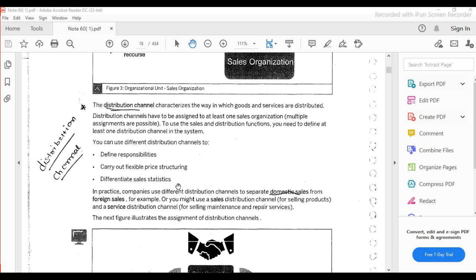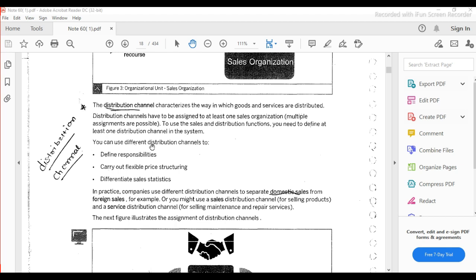It is the medium in which goods and services are distributed and sold to the final customer. A distribution channel is assigned to a particular sales organization. We need to define at least one distribution channel. Without a distribution channel, we cannot even run a sales transaction. So at least one distribution channel is needed in order to set up the sales transaction in the system. The distribution channel has to be assigned to at least one sales organization. Multiple assignment is also possible. To use the sales and distribution function, you need to define at least one distribution channel.